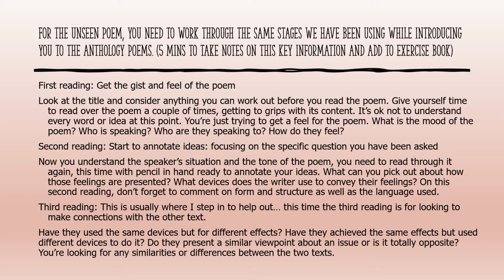And then your second reading, you can start to annotate ideas, focusing on the specific question you've been asked by the exam paper. So now you understand the speaker's situation and the tone of the poem, you need to read through it again, this time with pencil in hand, ready to annotate your ideas. What can you pick out about how those feelings are presented? What devices does the writer use to convey their feelings? On this second reading, don't forget to comment on form and structure as well as the language used.